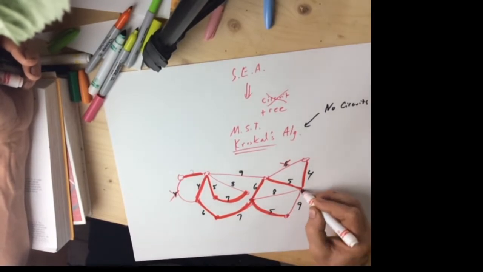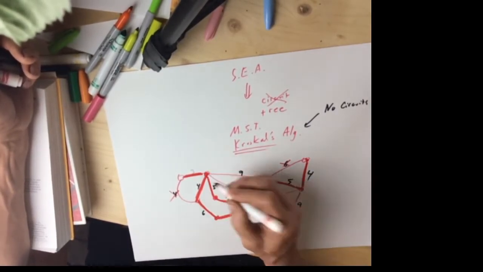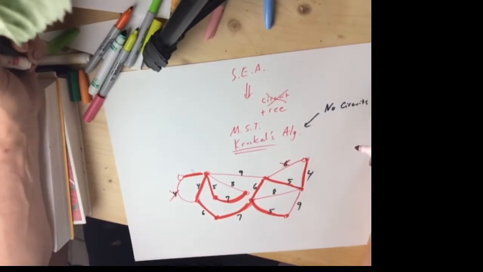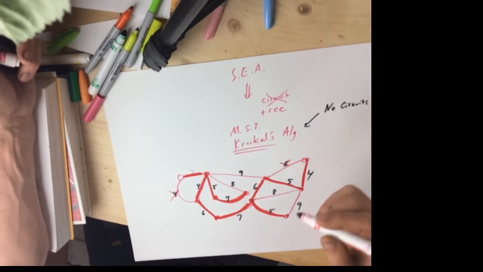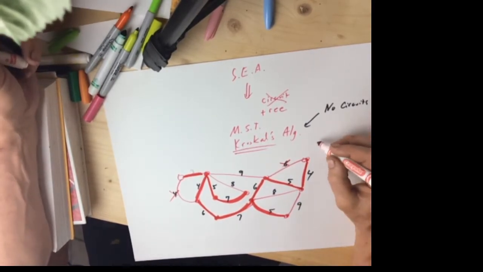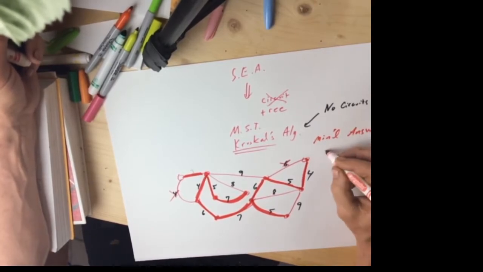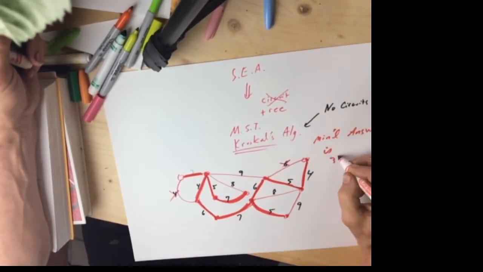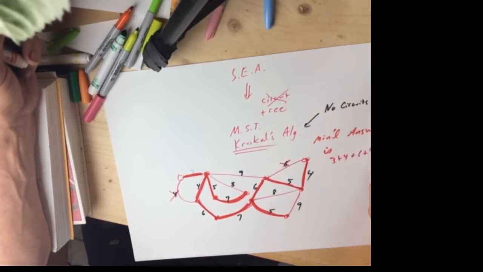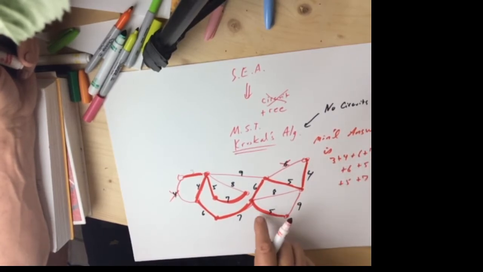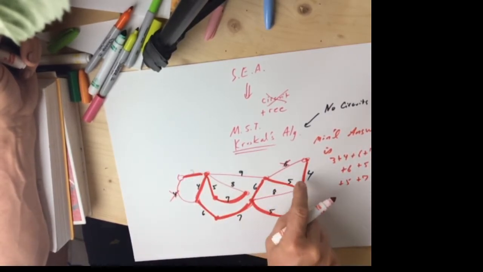And I want you to notice that every vertex is connected via this tree. At this point, it's done. And one way to say how good this one is, you can say the minimal answer is, and now you can simply say 3 plus 4 plus 6 plus 7 plus 5 plus 6 plus 5 plus 4 plus 5 plus 7, and it's 1, 2, 3, 4, 5, 6, 7, 8, 9, 10.